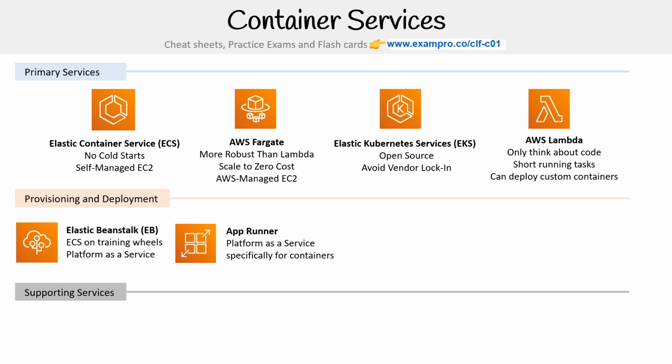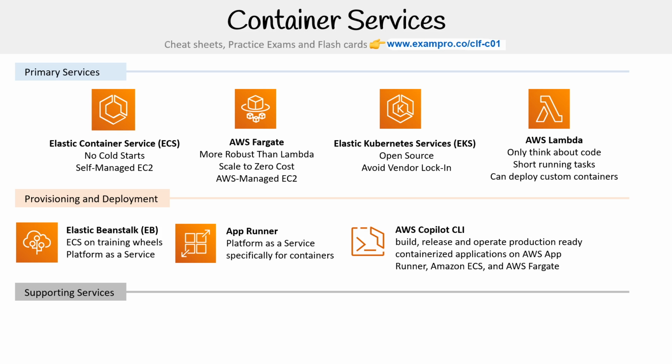So Elastic Beanstalk is open. You can see what is running underneath. And App Runner, I don't believe you can see what is running underneath. It's just taken care of by AWS. Then there's AWS Copilot CLI. So this allows you to build, release, operate production-ready containerized applications on App Runner, ECS, and AWS Fargate.